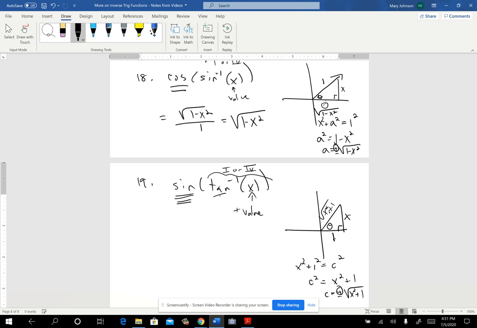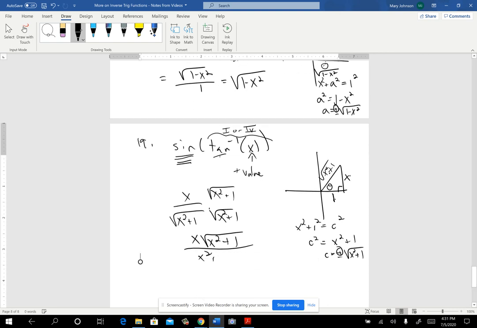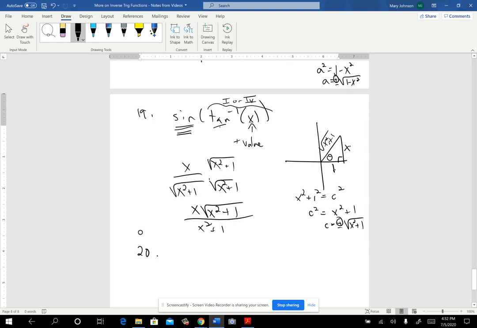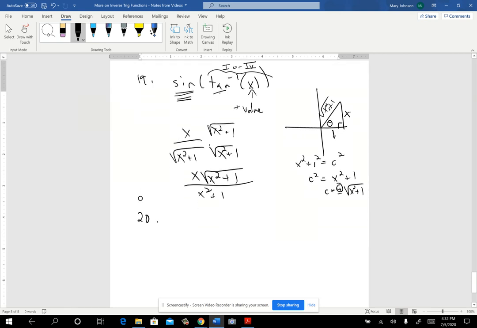All right, so now I need the sine of that. So I'm going to do opposite over the hypotenuse, and I'm going to rationalize it. So it looks really messy. It's not hard, but it is a little messy. And I get the square root of x squared plus 1 in the denominator. All right, and then one more, and then it'd be good to go right in and start working some of these on your own in the homework.